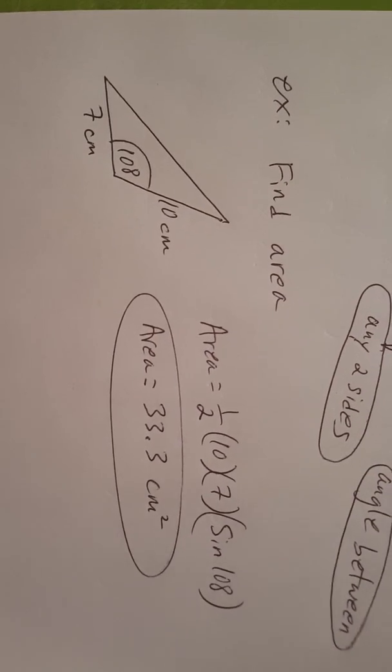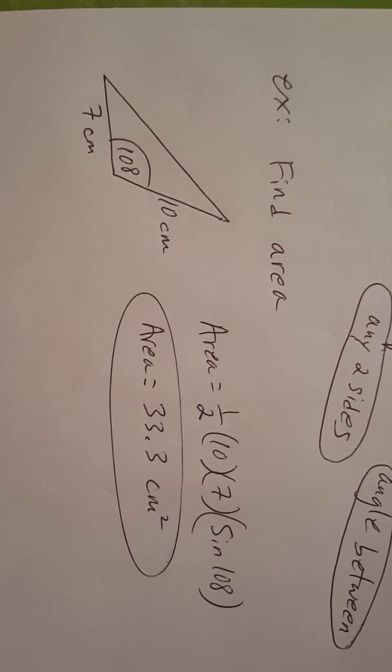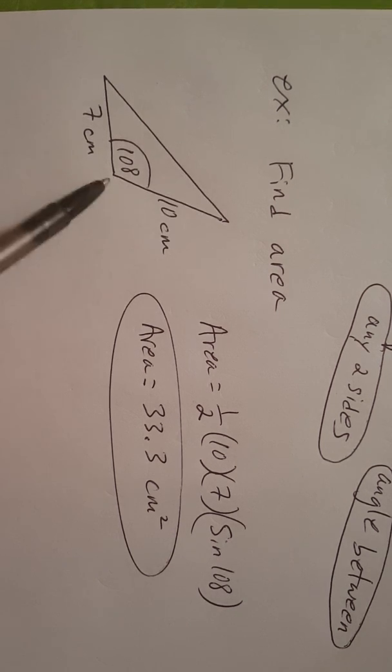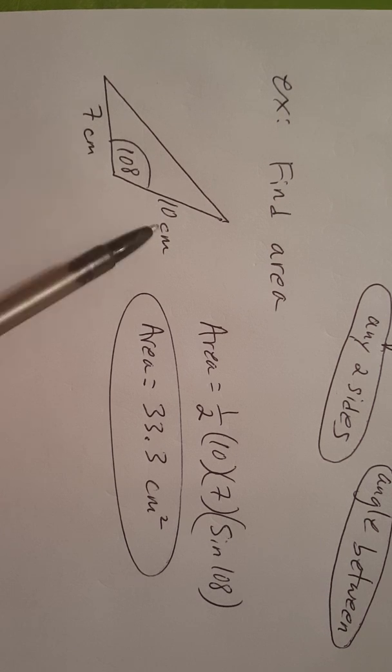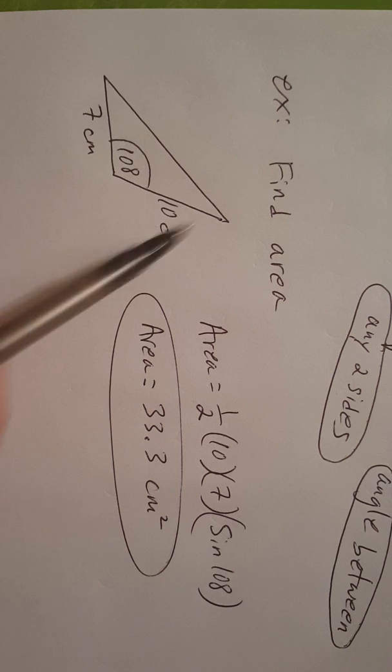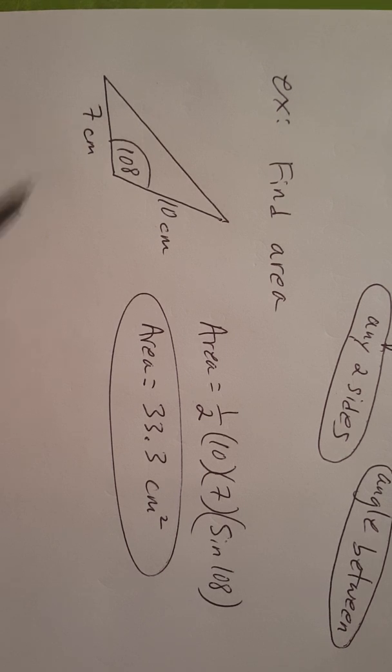Here's the example. Not much writing, huh? So here we go. I don't need the letters, I don't need the vertices with the corners. I do have two sides and an angle in between. So I'm not going to use Heron's formula because I don't have three sides. I'm not going to use the base height formula because I don't have a height. But I do have two sides and an angle in between, so I'm going to use this formula.